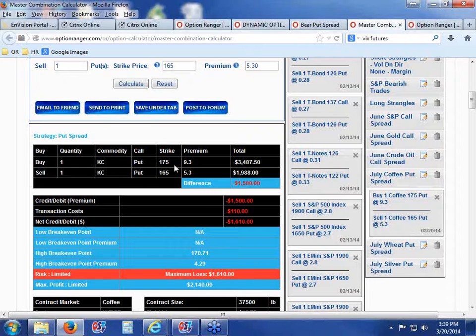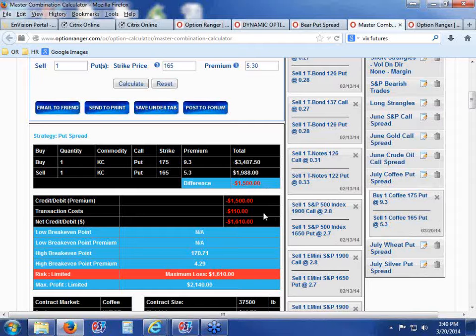Now all that does, that 37,500 pounds gets translated into dollars and cents. So when one buys that coffee put at a strike price of 175, they pay a 9.3 cent premium, which is 3,487.50. The calculation is right there. And on the 165 put that was sold, that was done at 5.3, which is 1,988, for a net debit, that's right, it's in red, of 1,500. So the purchaser of this put spread would have an outlay initially of 1,500 in premium.